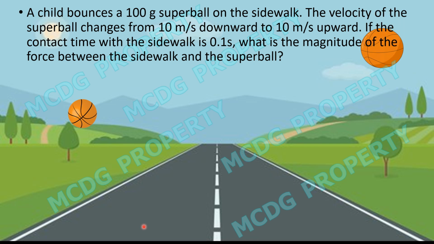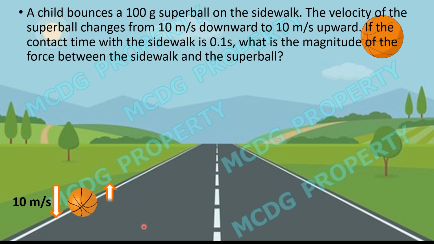A child bounces a 100-gram super ball on the sidewalk. The velocity of the super ball changes from 10 meters per second downward to 10 meters per second upward. If the contact time with the sidewalk is 0.1 seconds, what is the magnitude of the force between the sidewalk and the super ball?